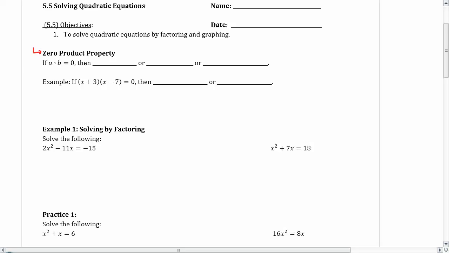So for example, if a and b are two numbers and you multiply them together and get 0, then either a equals 0 or b equals 0, or a and b both equal 0. So if (x plus 3) times (x minus 7) equals 0, then either x plus 3 equals 0 or x minus 7 equals 0. And so we could solve both of those and find what x values would make that true.